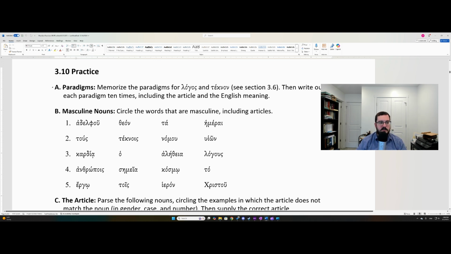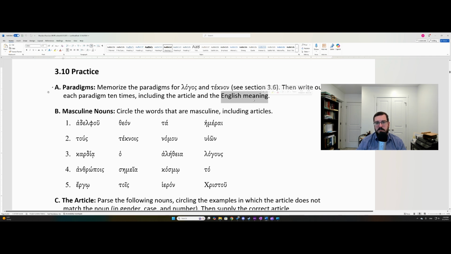You can see the first thing, just like last week, you'll need to memorize the masculine paradigm and the neuter paradigm, which are very similar to each other. You can see that in the textbook, and you'll want to write it out. Make sure to include the article and the English meaning. This is something I think I didn't really highlight last week and should have, but memorizing the meaning with the paradigm will be really helpful. This is going to be a good habit to get into.